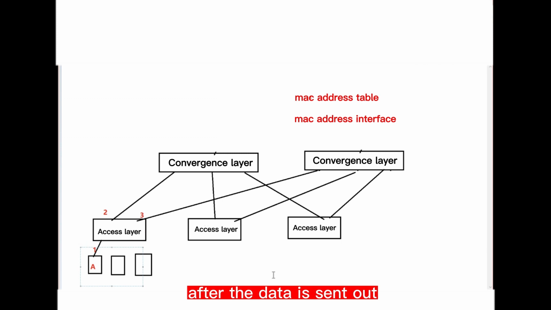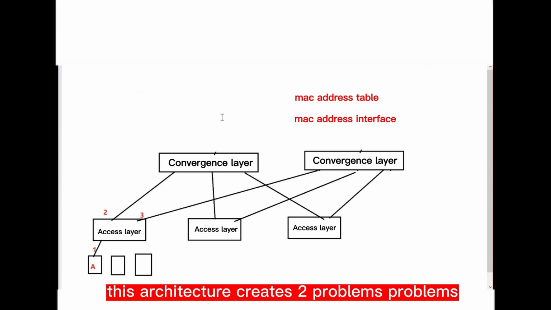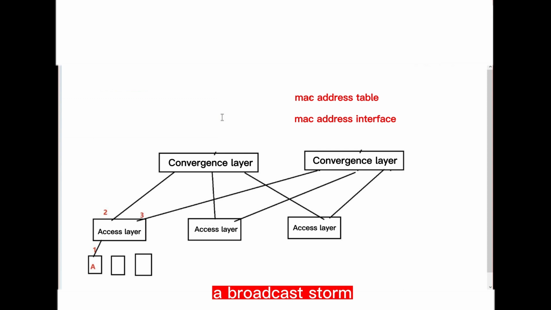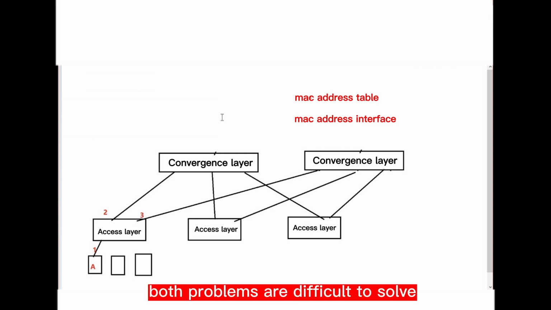After the data is sent out, host A cannot be found. So you'll find out now. This architecture creates 2 problems: a broadcast storm and MAC address drift. Both problems are difficult to solve. They will seriously interfere with our business.